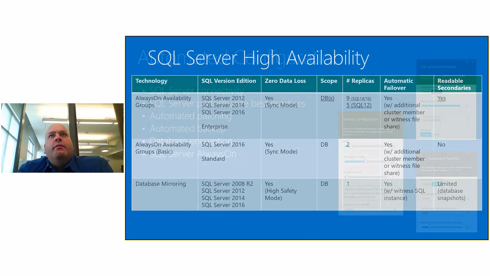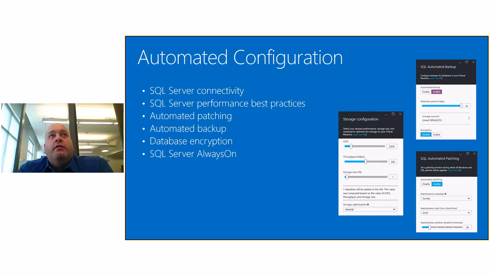All of this is automated. So you have automated configuration when you set up one of these, and we'll go through a lab in a few minutes here to show off some of that automation. The SQL Server connectivity is all automated for you when you set up the SQL Server. SQL Server performance best practices are set up within that image. You can set up automatic patching. So if you want to set up automatic patching using Windows Update, you can set that up right within the configuration of the virtual machine.